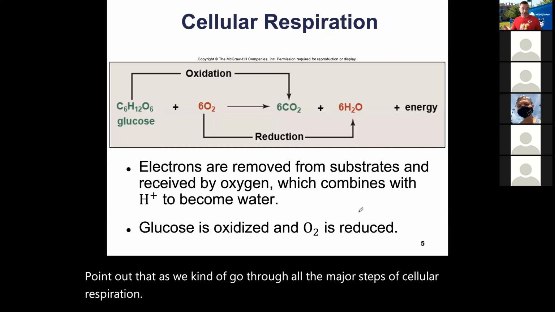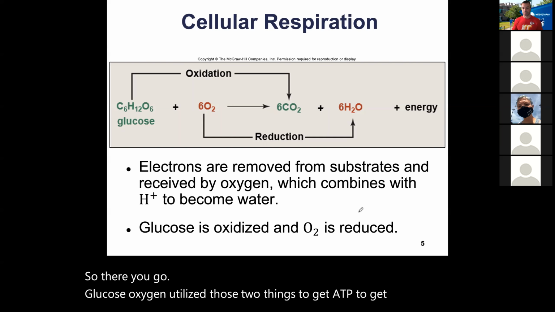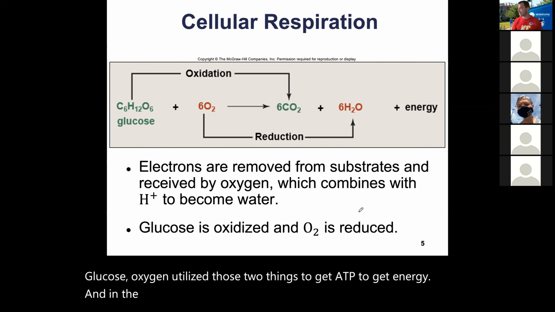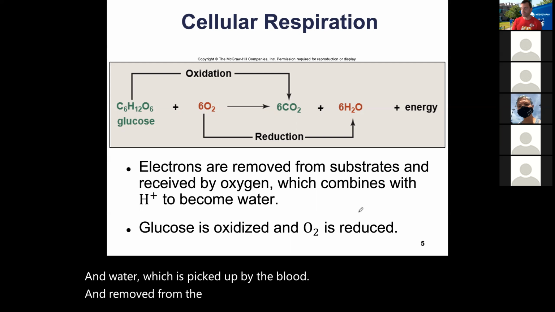So there you go. Glucose and oxygen: we utilize those two things to get ATP, to get energy, and in the process produce carbon dioxide, which we exhale, and water, which is picked up by the blood and removed from the system, okay? Either through sweat, through urination, whatever the case may be.